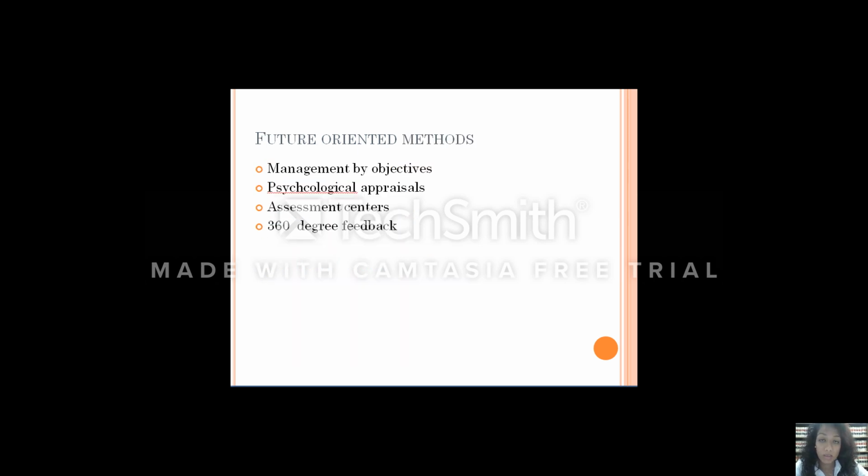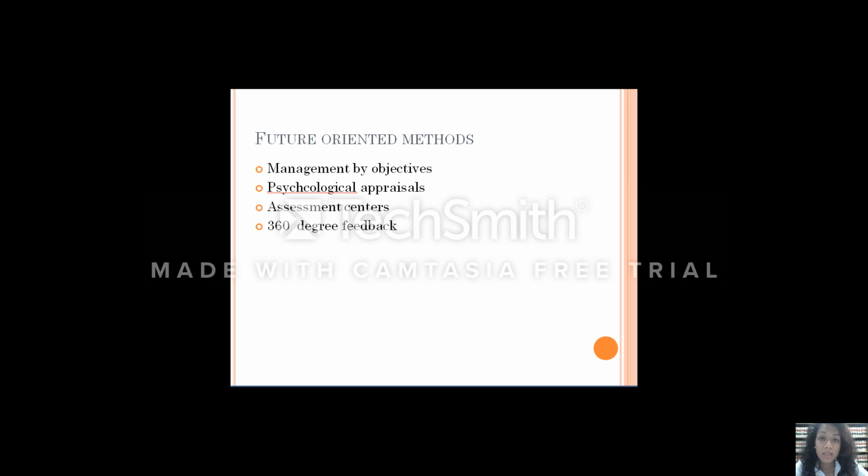In future-oriented methods, the first method is MBO, that is, management by objectives. It means the performance is rated against achievement of objectives stated by the management. The process goes as follows: establish goals and decide outcomes for each subordinate, set performance standards, and establish new goals and new strategies for goals not achieved in the previous years.